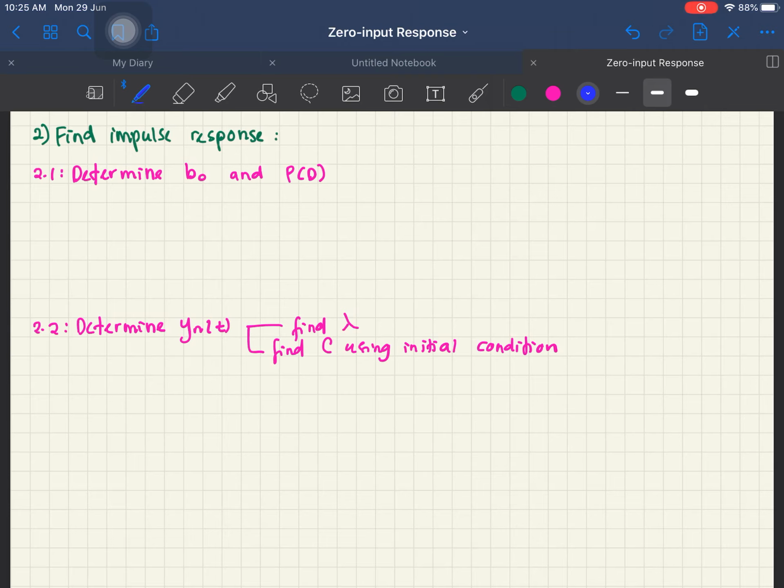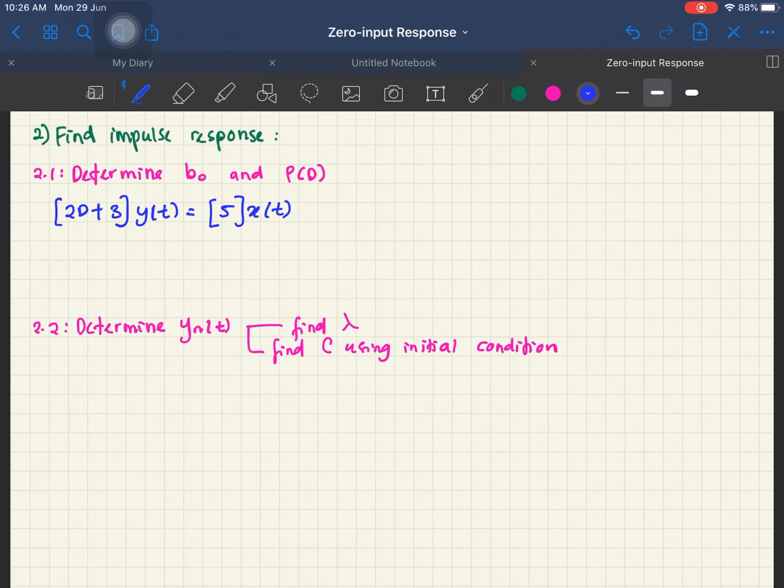The next step is to find the impulse response. The first step to do that is to determine what b0 and P(D) are. So let me just write back the polynomial in terms of the D operator. It will be (2D + 3) y(t) equals 5x(t). And then we want to find b0.